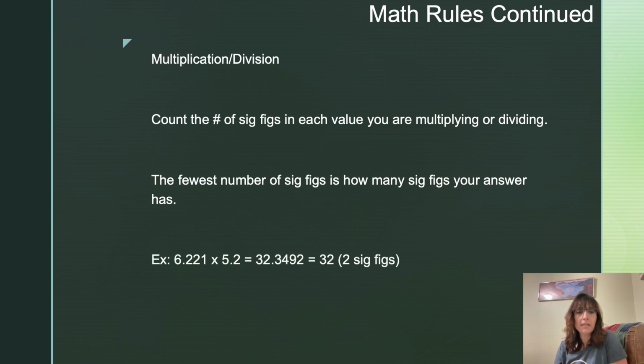For example, 6.221, there are 4 sig figs, but 5.2 only has 2. So even though 32.3492 is your answer, we're going to go with 2 sig figs. So we're going to stop at the second digit, 32. Please pay attention to what comes after that. There's a 3. That does not round up the 2, so the answer is 32. Make sure you round correctly.